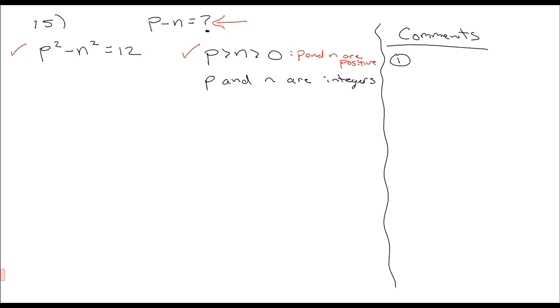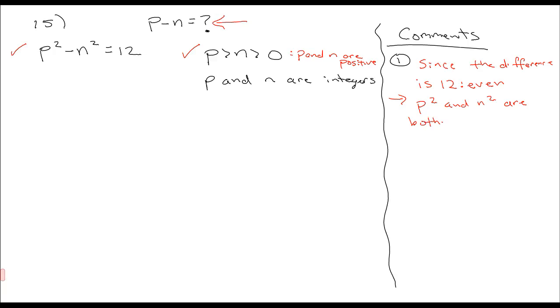Okay, so let's make a couple comments as we go here. First off, since the difference of p squared minus n squared is 12, which is to say it's even, that implies then that p squared and n squared are either both even, or they are both odd. But that would then imply that p and n themselves, before squaring, are both even or both odd.